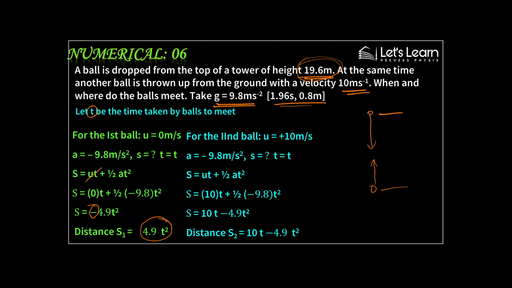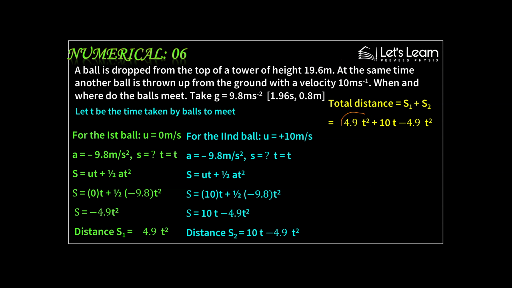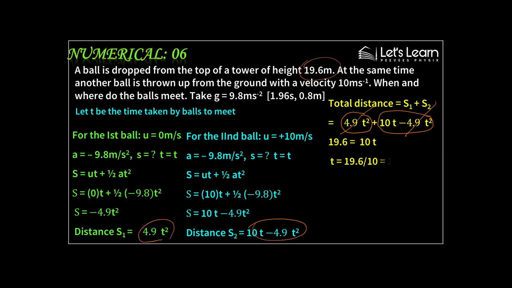How much is the total height of the building? 19.6. So s1 plus s2 together gives you 19.6. s1 is 4.9 t square, s2 is 10t minus 4.9 t square. Adding them together gives you the total distance, which is 19.6. Minus 4.9 t square plus 4.9 t square cancels. The remaining one is 10t. So t equals 19.6 divided by 10, which gives you 1.96 seconds.